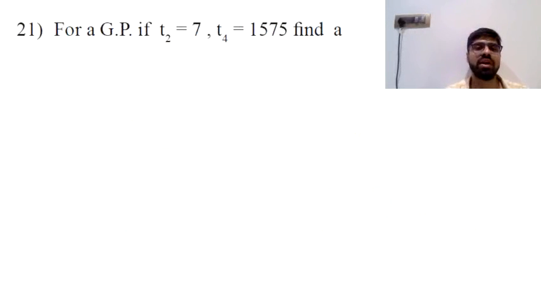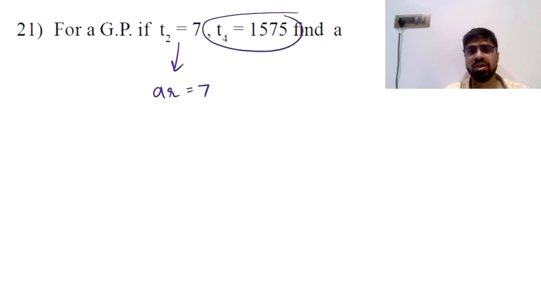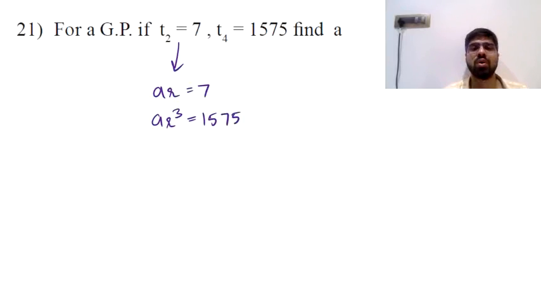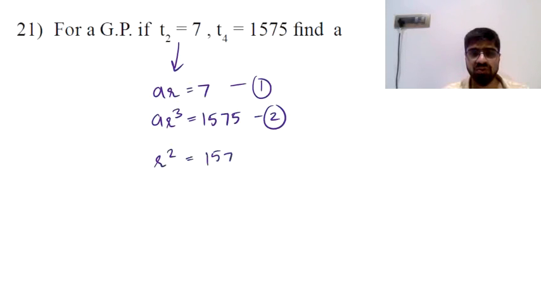Let's go ahead with number 21. For a GP, they are saying that the second term is 7. If T2 is 7, you write T2 as a into r power 2 minus 1, which is a into r power 1. And T4 is 1575, so ar cube is 1575. Okay, you can divide the two equations. So when you go for 2 divided by 1, you will have r square equals to 1575 divided by 7. So r square will be 225.